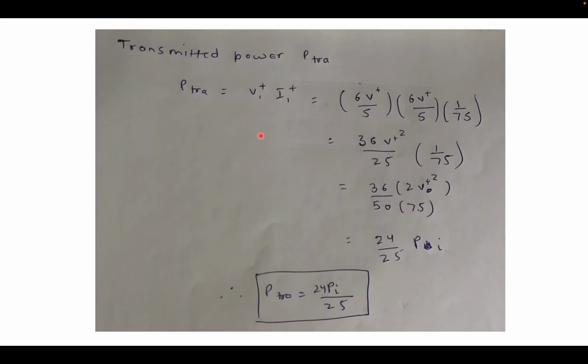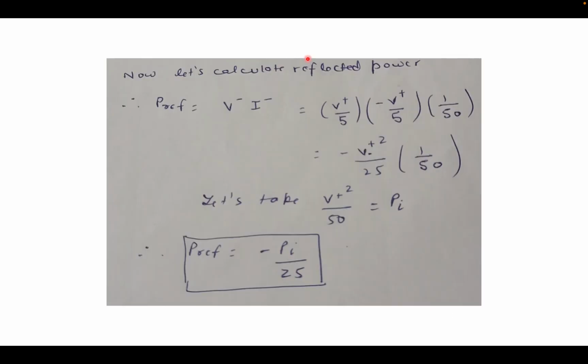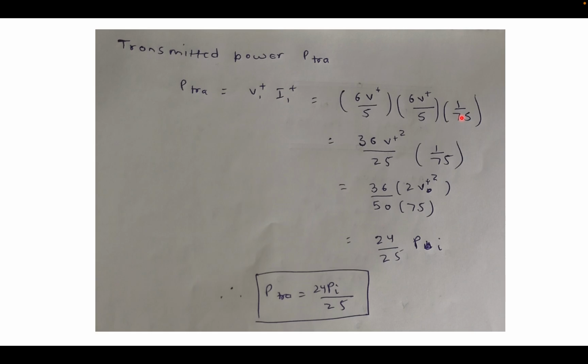So the transmitted power is V1 plus, which is going forward, times the current going forward. V1 plus is 6V plus by 5, and the current will be 6V plus by 5 upon 75. So don't make the mistake of dividing by 50 only, because the characteristic impedance of this line is 75 ohm. So when you are writing the current, you need to use 75 ohm, right? Just keep that in mind, and then you can multiply them.